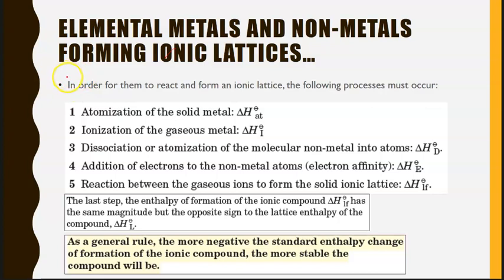So in order for things to react and form ionic lattices, so metals and non-metals, there's a series of processes that need to occur. So we need to have atomization of the solid metal. So this is getting from the metallic lattice into single atoms. Okay, so we get this symbol here, delta H atomization, and this relates to the metal. Okay, so this is where we're going to get our cations from. Ionization of the gaseous metal. Okay, so delta H of ionization, this is our ionization energy.